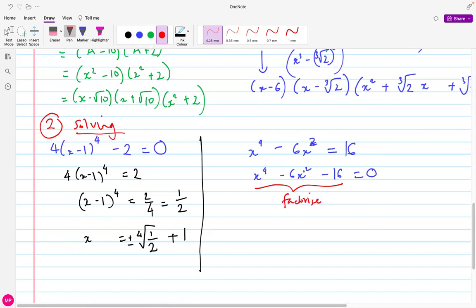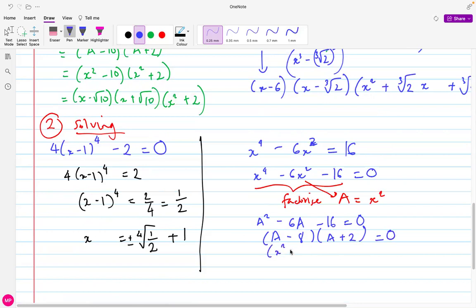And how do I factorize? To factorize, for x squared here, you're going to let that equal a. So let a equal x squared. So I can turn it into a quadratic equation, okay? So x to the 4 becomes a squared minus 6a minus 16 equals 0. Then you can factorize. Times to negative 16, sum to negative 6, is negative 8 and positive 2. So (a minus 8)(a plus 2) equals 0, which is (x squared minus 8)(x squared plus 2).